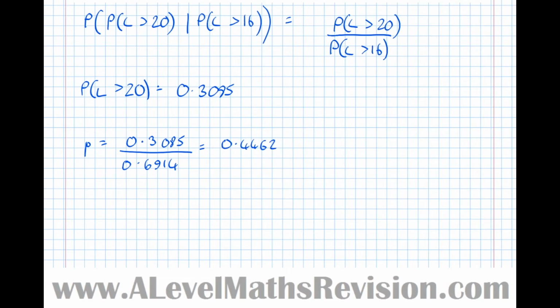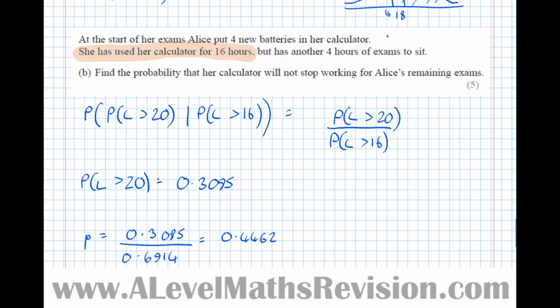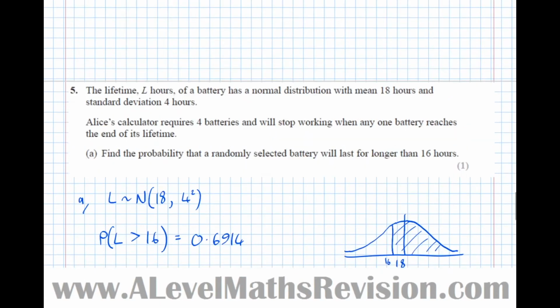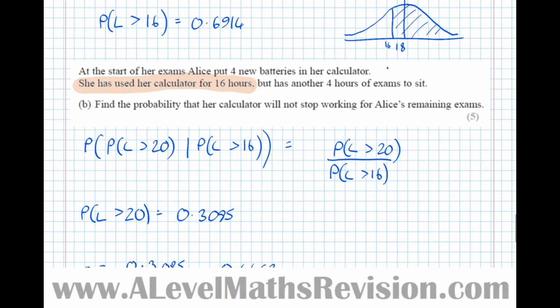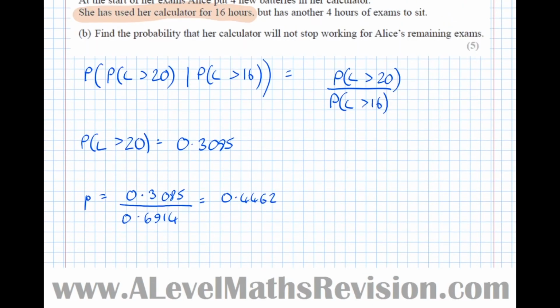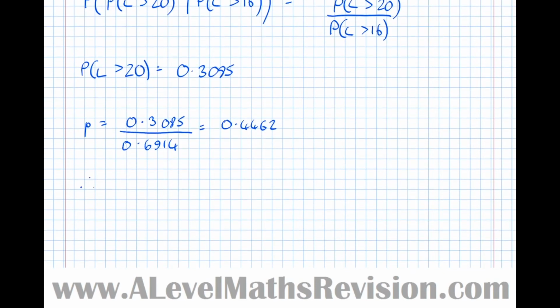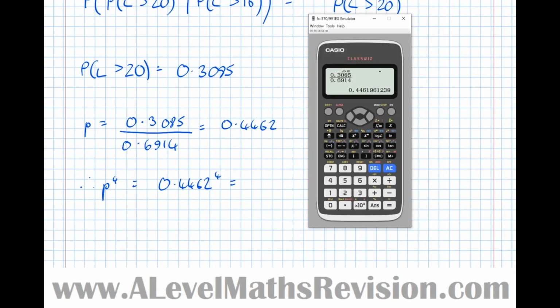However, that's only the probability that one battery will last that long. This needs to happen for all 4 batteries, because we'll read here, right at the beginning, that the calculator will stop working when any one battery reaches the end of its lifetime. So we need all 4 batteries to follow this probability here. Therefore, P to the power of 4 is our answer, which is 0.4462 to the power of 4, which equals 0.0396.